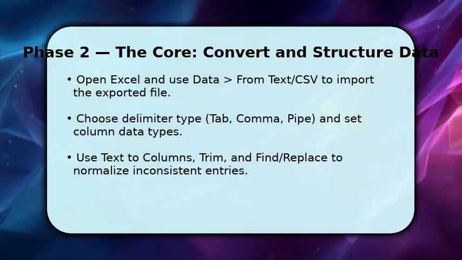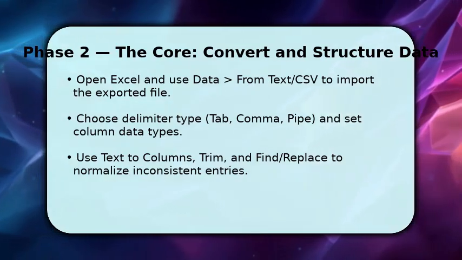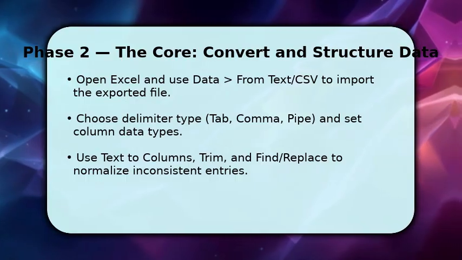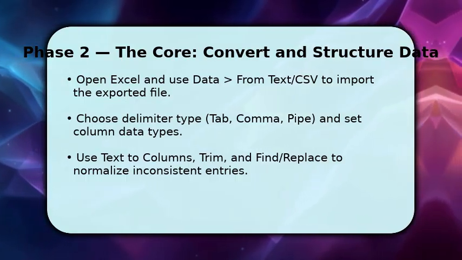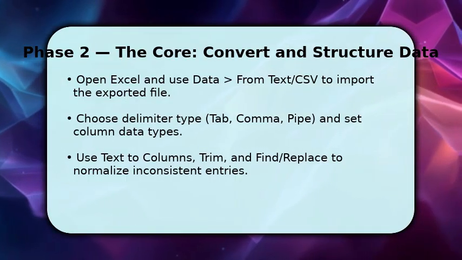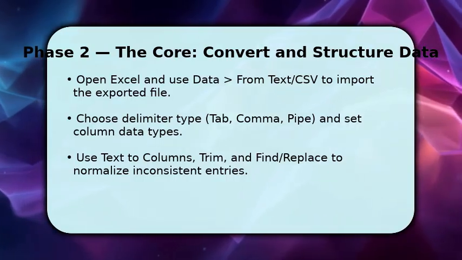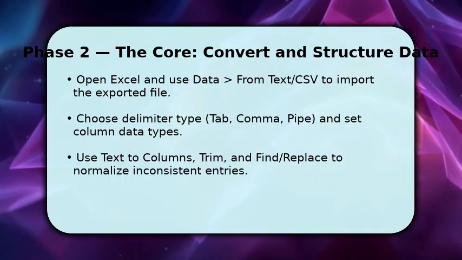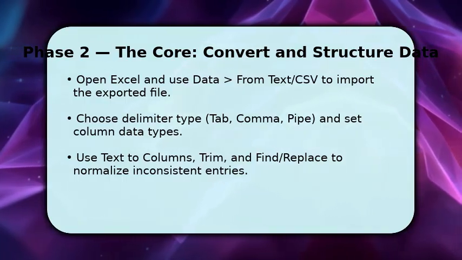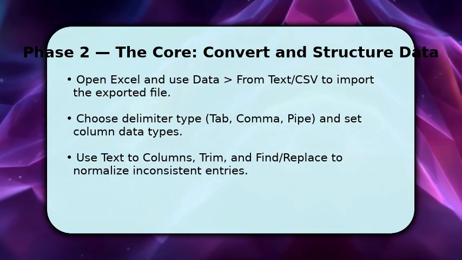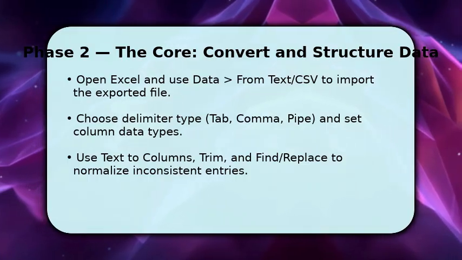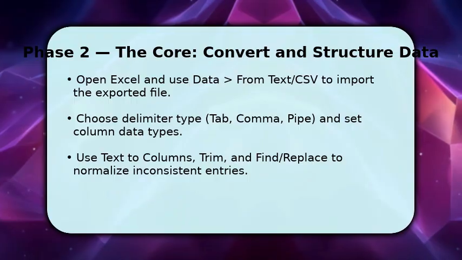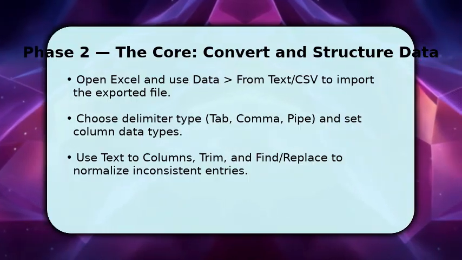Now import the file into Excel. Go to Data from Text/CSV and select your exported file. During the preview, pick the correct delimiter, tab, comma, or pipe, and set each column's data type so dates and numbers import correctly. Once imported, apply text to columns for lingering delimiters, use trim to remove extra spaces, and find/replace to fix stray characters. Make sure to confirm headers align with columns, and lock the first row if you'll be sorting or filtering frequently.